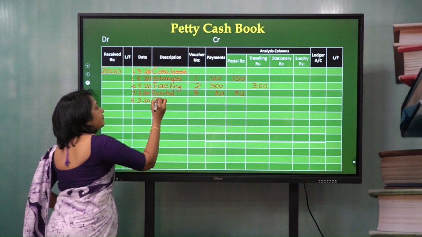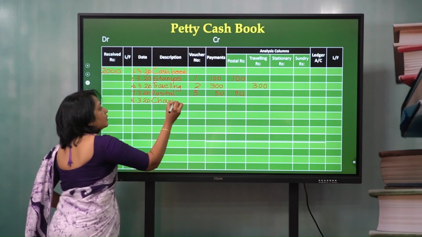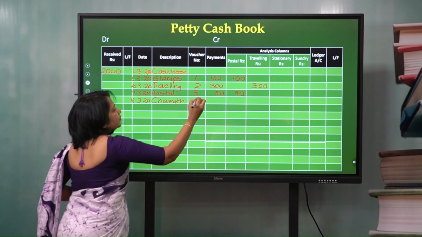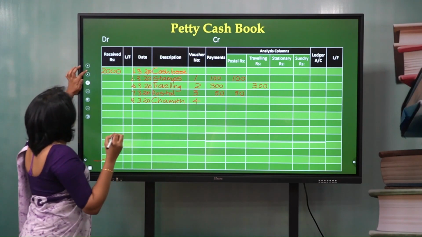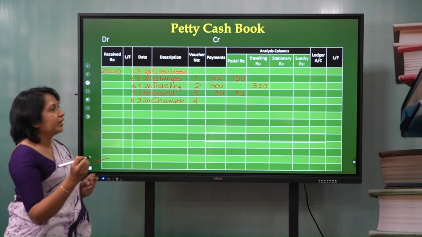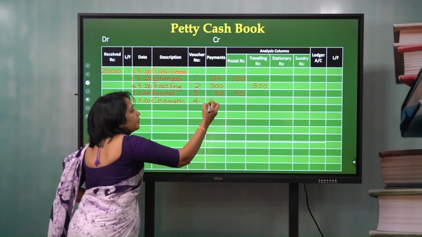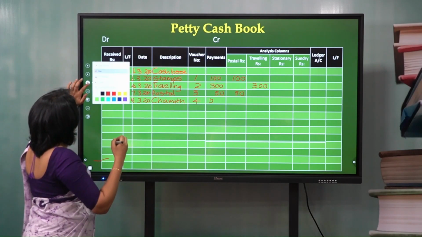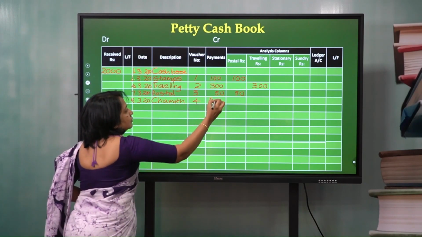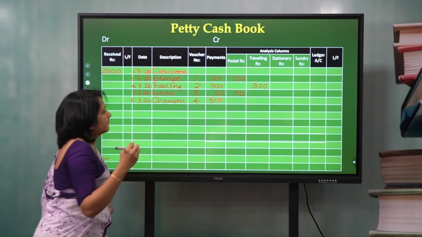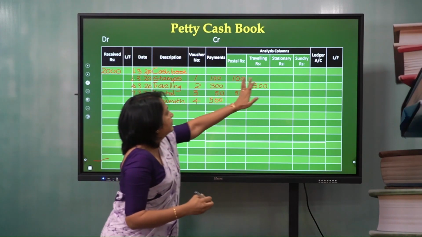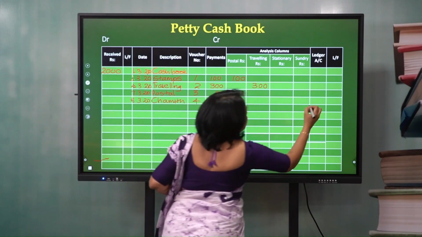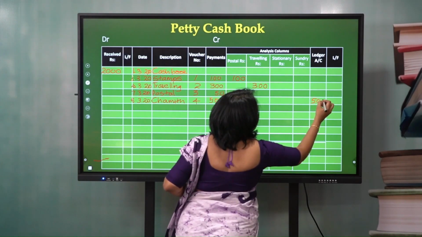So business has paid money to Chamit and the voucher number is number 4. Yes, they have paid rupees 500. So under the payment column we have to write 500 rupees. And we can't write this 500 under this analysis columns. So we have to go to the ledger account column. So here we have to write 500 rupees.